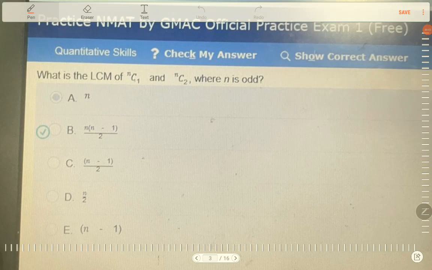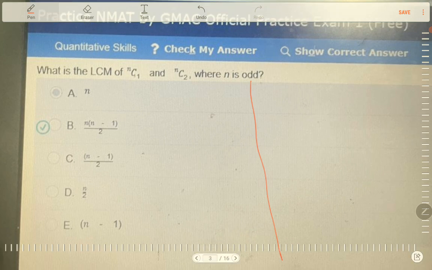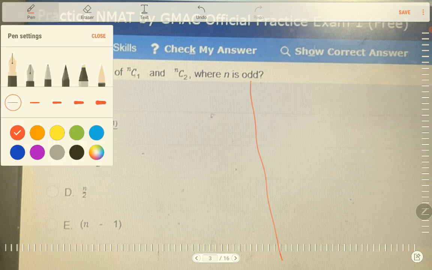Alright, the LCM of n combination 1 and n combination 2 where n is odd. So we can try a number of things. Maybe let's start with... we can't start with 1 because 1 combination 2 will not go. So maybe we start with 3. So let's start with 3.